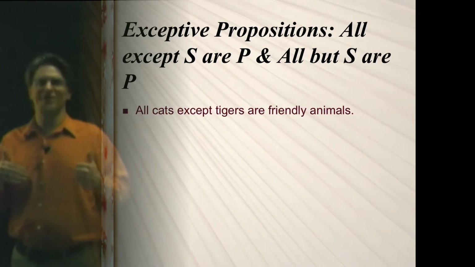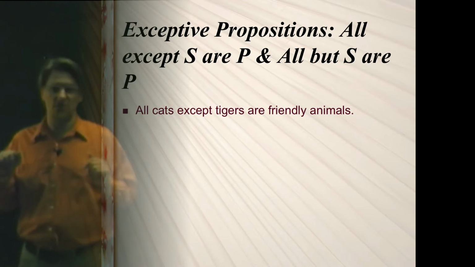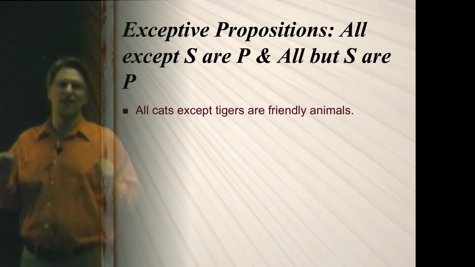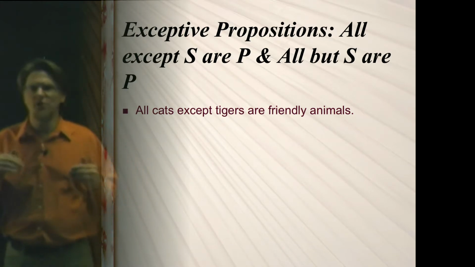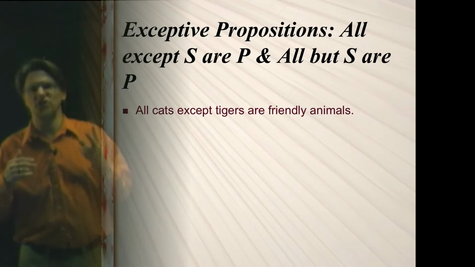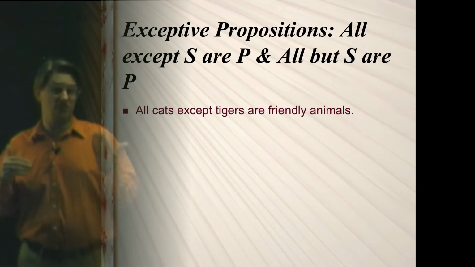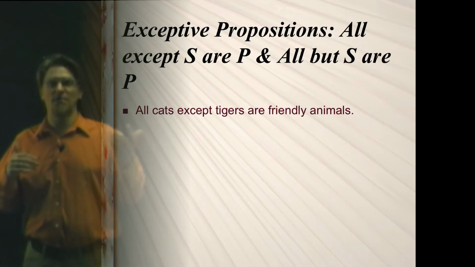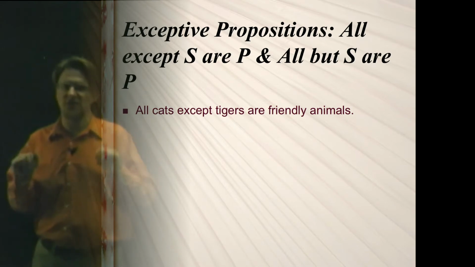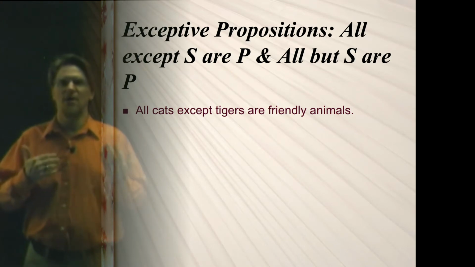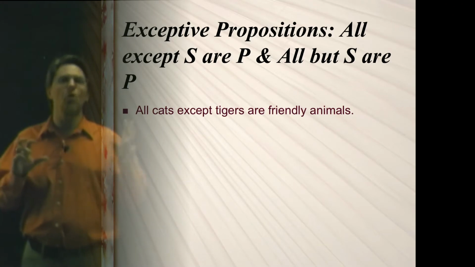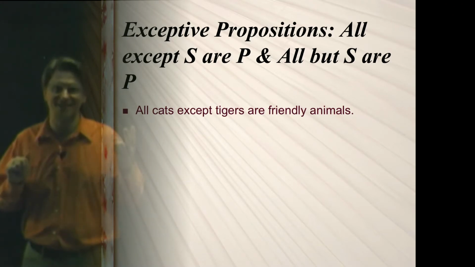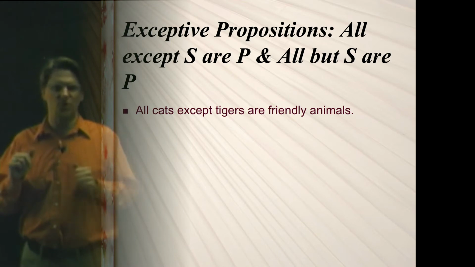So let's say I told you that all cats except tigers are friendly animals. Now, if you reflect on that a little bit, you can realize that really there are two things being asserted here. First of all, it's certainly saying something nice about cats other than tigers, that they're friendly. And then, of course, it's taking its time to also say something not so nice about the tigers. Apparently, they're not friendly. So hopefully we can recognize at the outset that it requires two sentences in order to translate this one correctly.